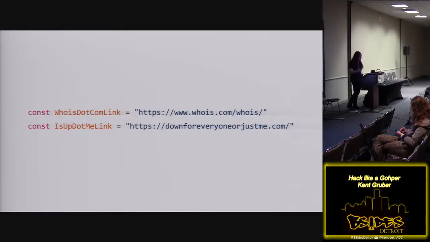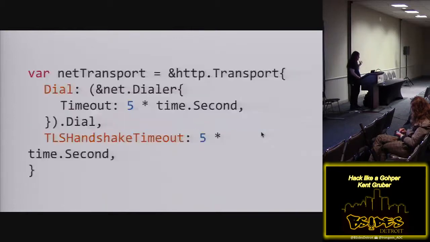I can create constants in Go, which I haven't shown, but this is a string that isn't supposed to change ever. Basically, a whois.com link, because I'm going to do some whois stuff, but I'm going to use whois.com instead of doing a traditional whois. And then the is-up-or-not one, which is the downforeveryoneorjustme.com domain. I'm going to use these two later on in order to do checks.